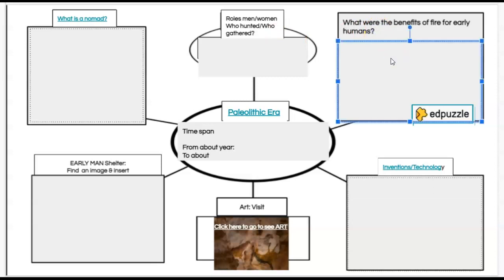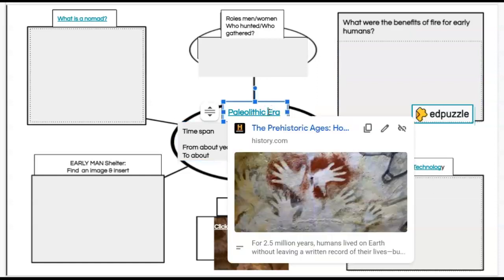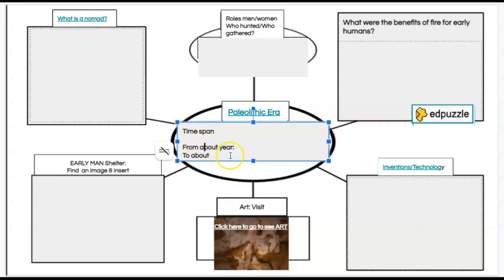Here, in this next slide, this is another Edpuzzle, a History Channel video about fire. It's actually really interesting. In the middle here, you are writing about when the Paleolithic era began and till about what year do they say it ended? Because then we are in actual history. In this box over here, early man shelter, you're just going to find an image and insert it here of an early human shelter.